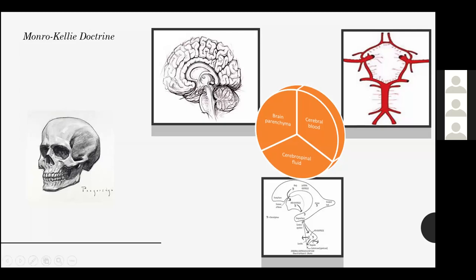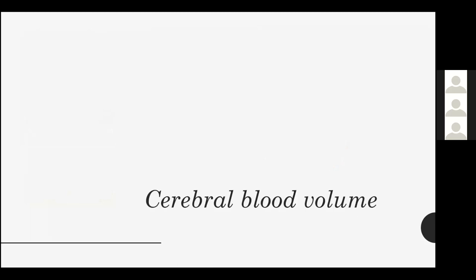So cerebral hemispheres make around 80% of the total brain volume. CSF contributes around 10 to 15%, and the cerebral blood contributes around 5%. So it says that the sum of all the components remains constant. If any component goes up, the other has to go down. If any system expands, the other system comes down. So let's start with every component one by one.